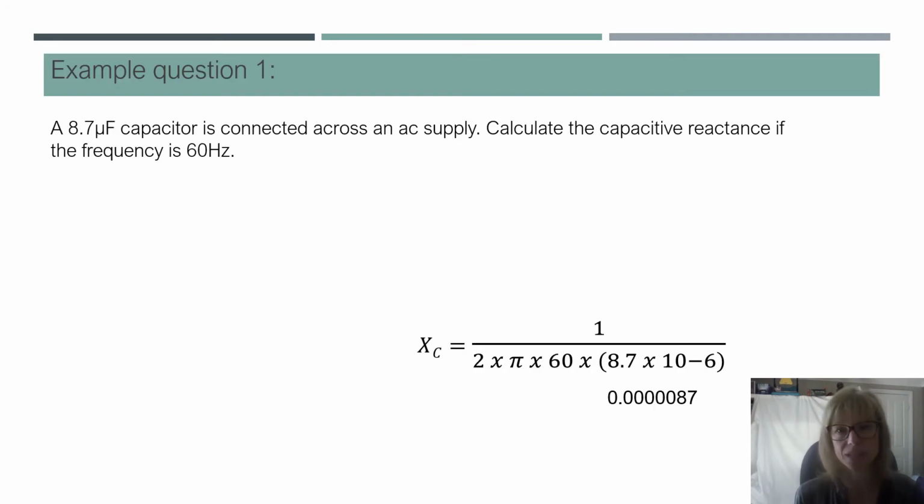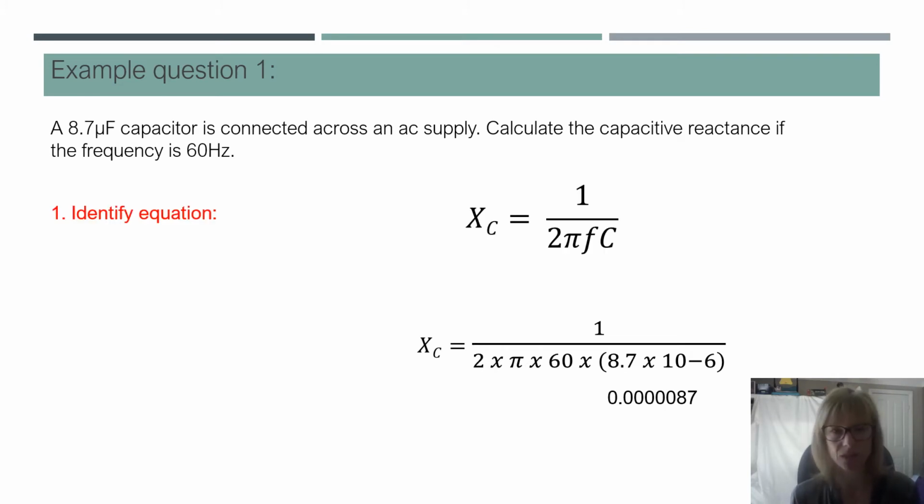Okay, so we're going to go straight into a question. An 8.7 microfarad capacitor is connected across an AC supply. Calculate the capacitive reactance if the frequency is 60 Hertz. Now you can see I've got that there. That should be on an animation.